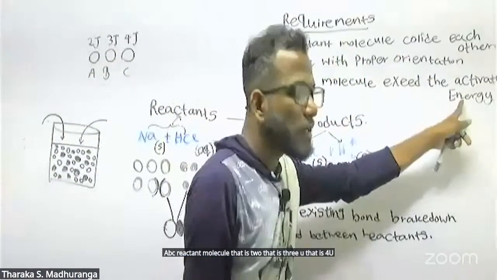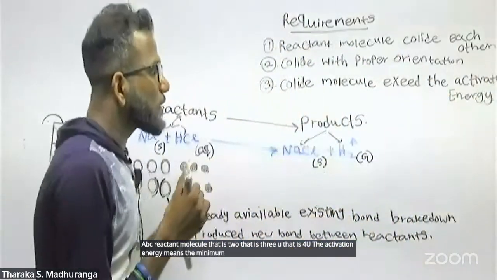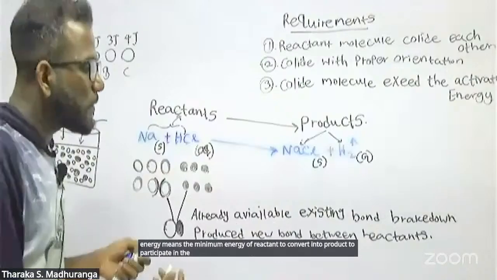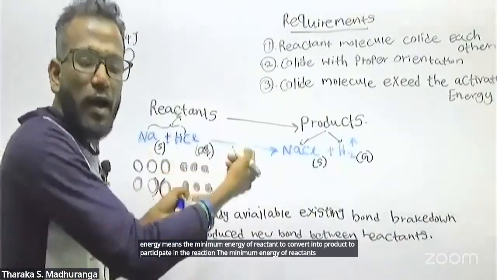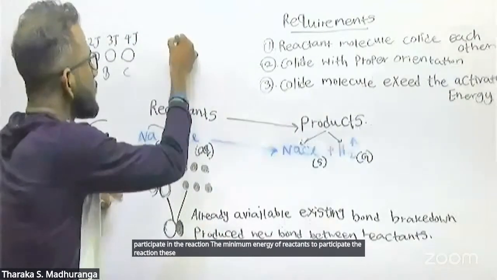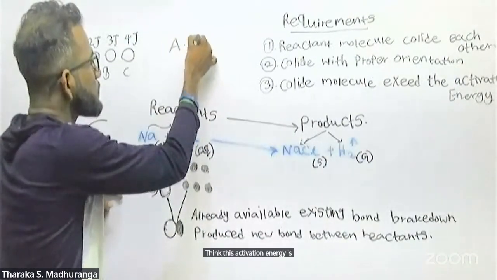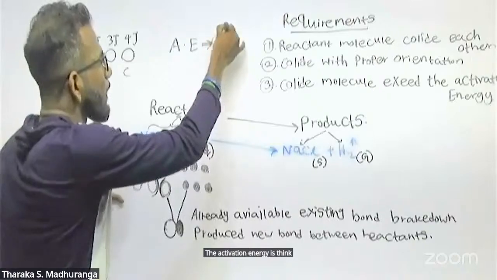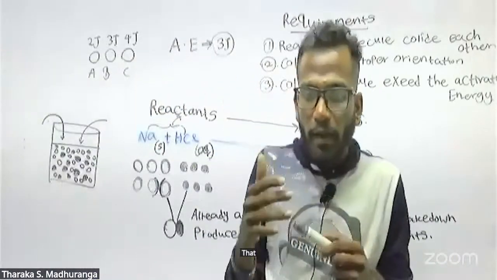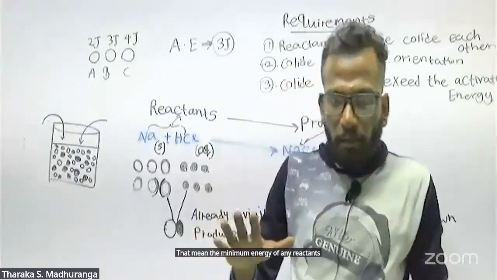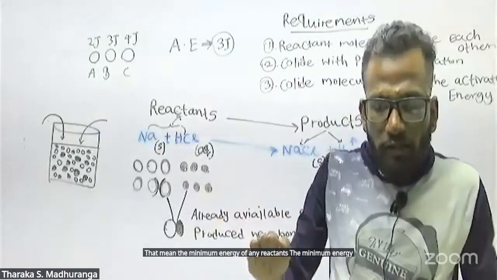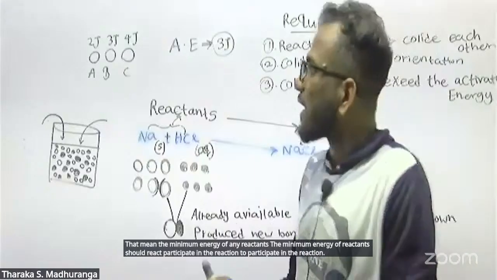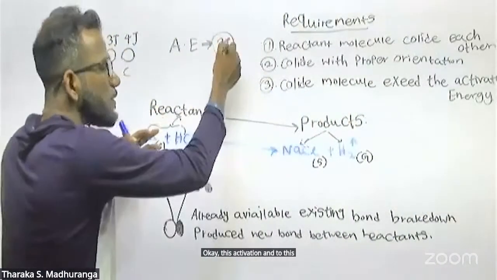The activation energy means the minimum energy of reactants to convert into product, to participate in the reaction. Say this activation energy is 3 joule. That means the minimum energy of reactants should be there to participate in the reaction. For this reaction, as an example, the activation energy is 3 joule.